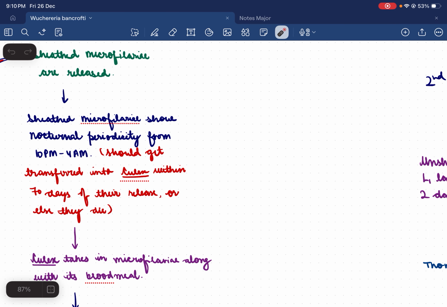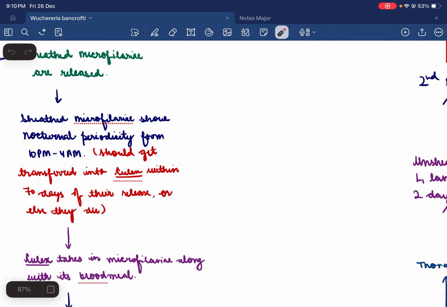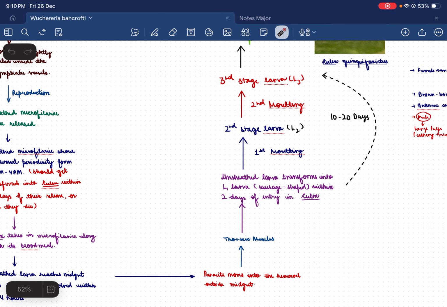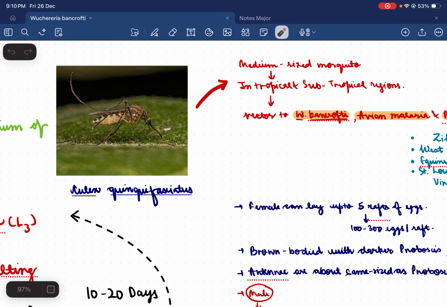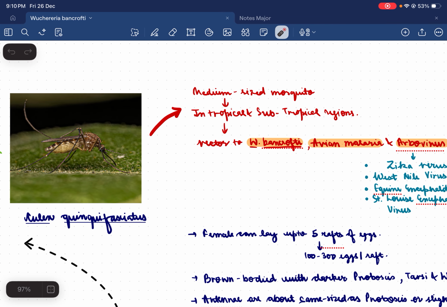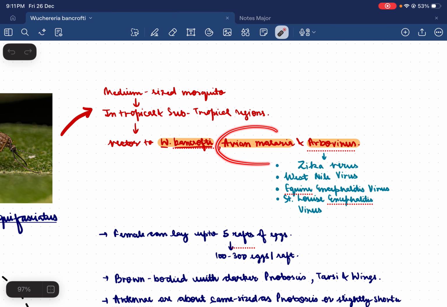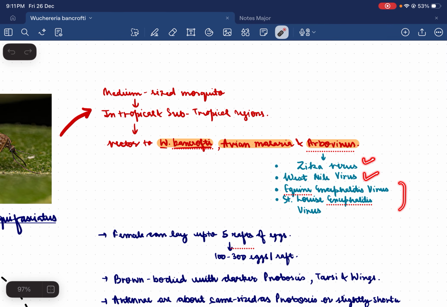Now notice here we said Culex. Culex is a genus of mosquito, but there are different types of mosquitoes also. Mainly filariasis is caused by blood-sucking insects, but in particular there is a mosquito species called Culex quinquefasciatus, which is responsible for spreading this notorious disease. These are medium-sized mosquitoes. They live in tropical and subtropical regions, and they are vectors of Wuchereria bancrofti, avian malaria, and arboviruses, for example Zika virus, West Nile virus, etc.